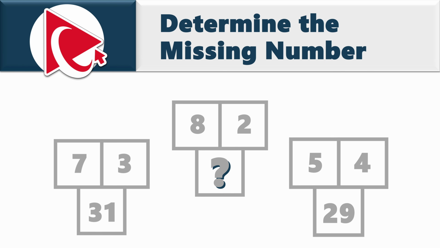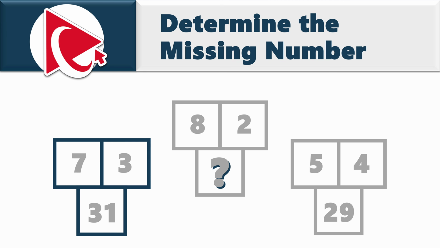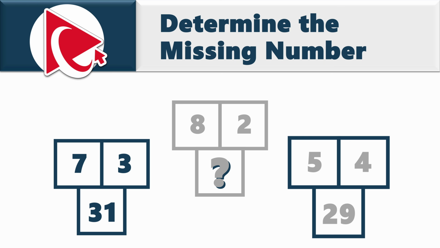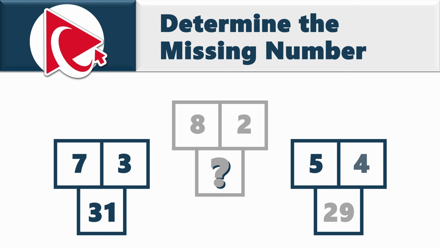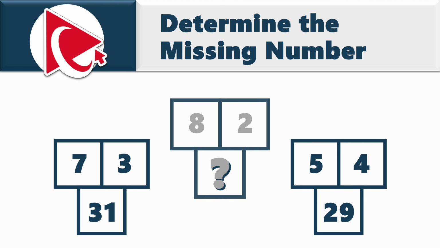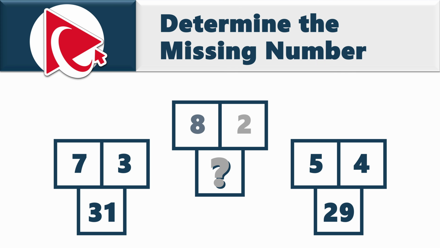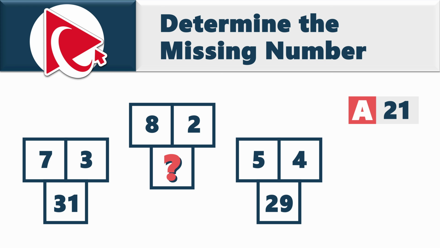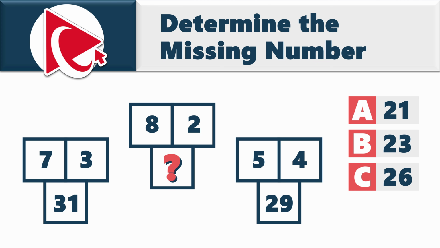You're presented with 3 groups of squares. Each square has a number inside. The first group has numbers 7, 3, and 31. The second group has numbers 5, 4, and 29. And then the third group has numbers 8, 2, and then comes the missing number, which you need to calculate and select out of 4 possible choices. Choice A, 21. Choice B, 23. Choice C, 26. And last but not least, choice D, 31.